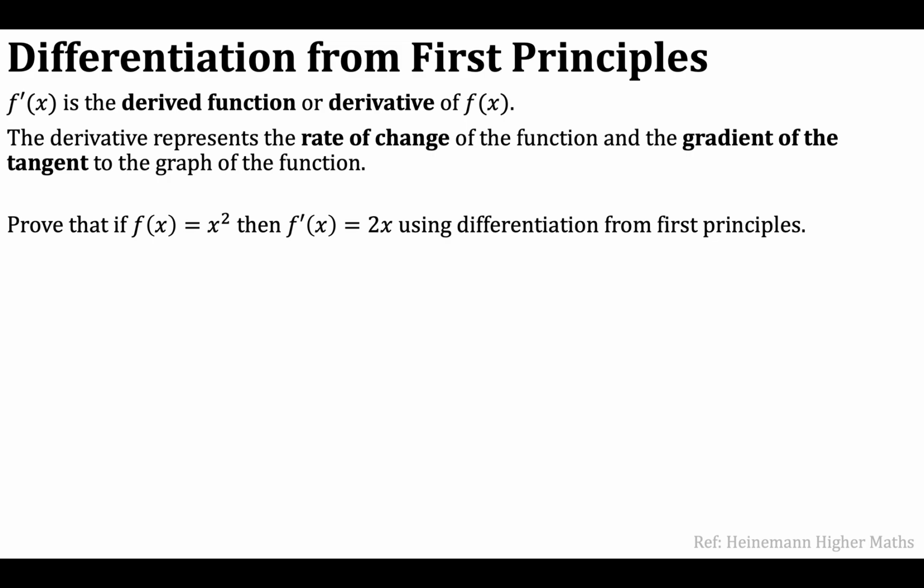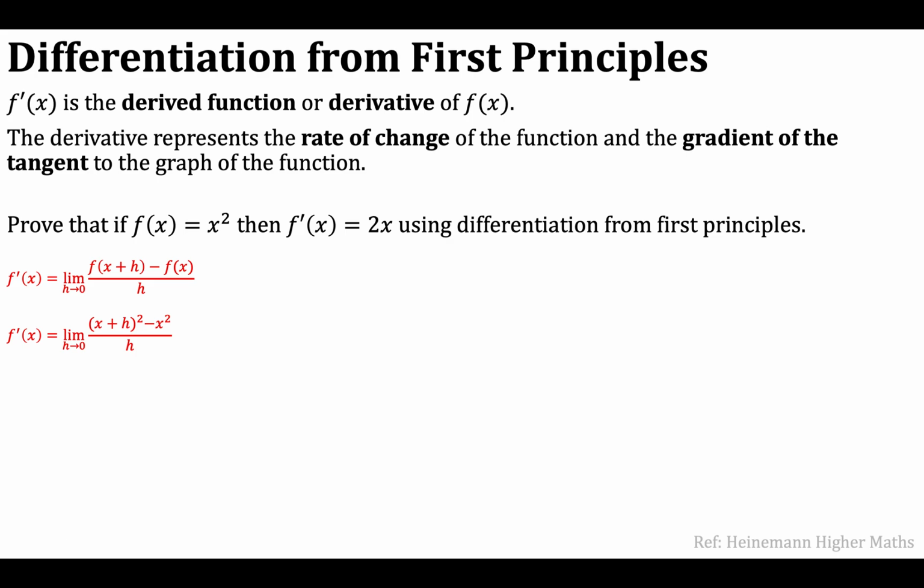So just so we look at a quick example using the first principles that we've just seen. Prove that if f of x is equal to x squared, then f dashed of x is equal to 2x using differentiation from first principles. So we'll use our formula that we found in the last slide. So f dashed of x is equal to the limit as h tends towards 0 of f of x plus h minus f of x all over h. Now f of x is x squared, so that's fine, we've got this bit. So f of x plus h must be x plus h all squared, like so.